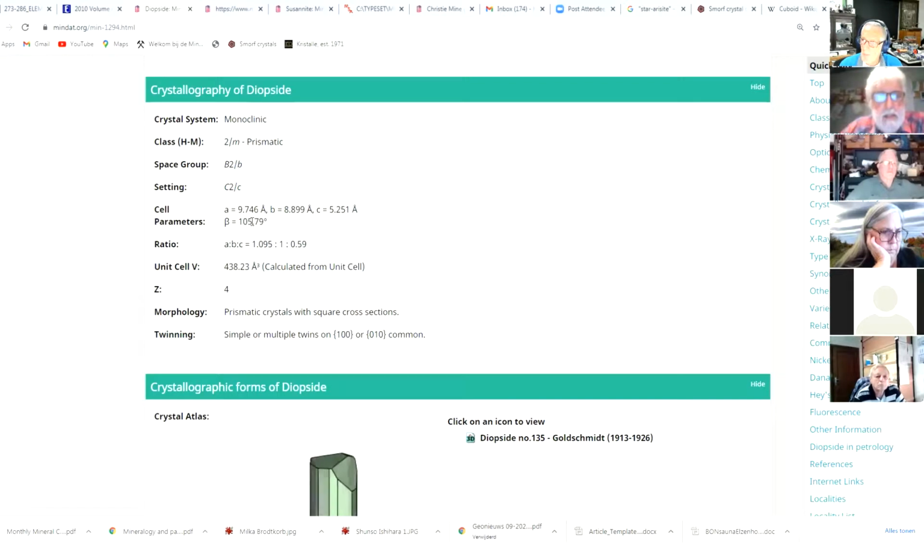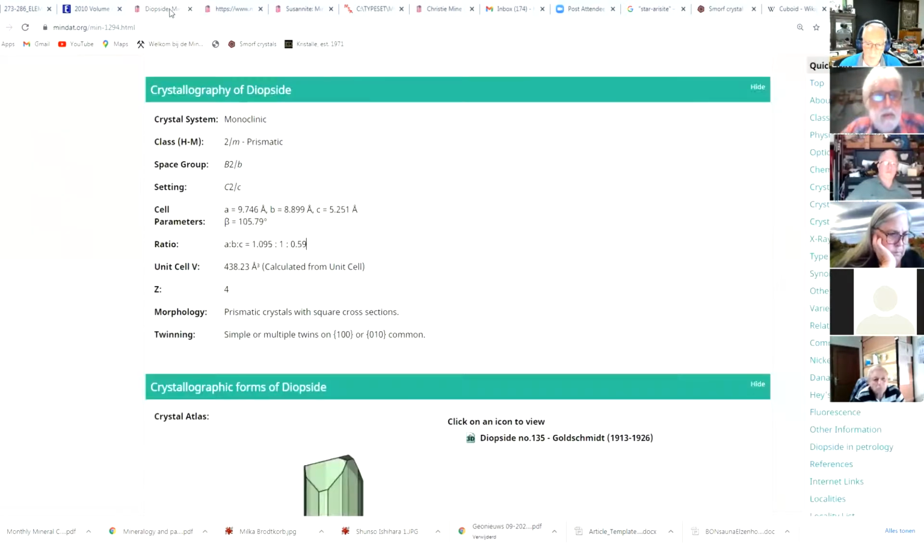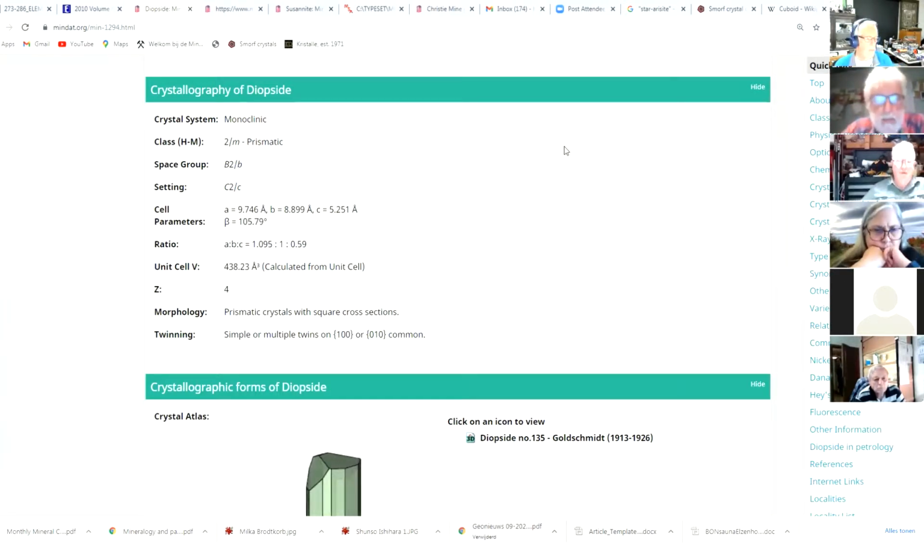And then the beta, 106.3, and here 105. Yeah, so it's almost identical. It depends also on the data source that you're using.